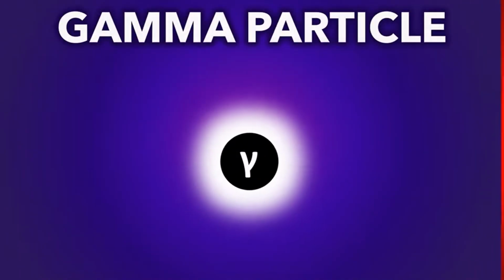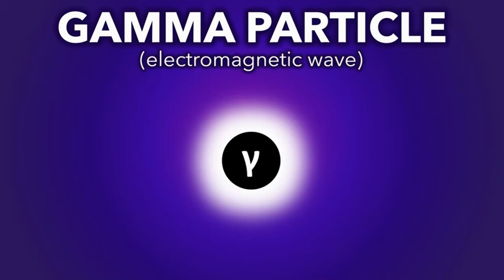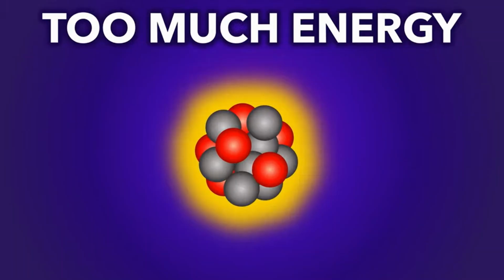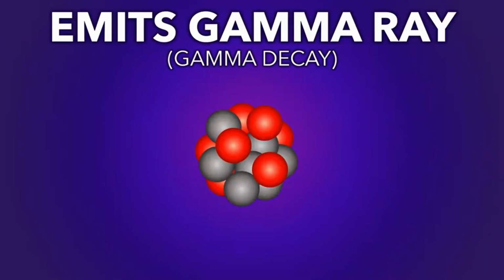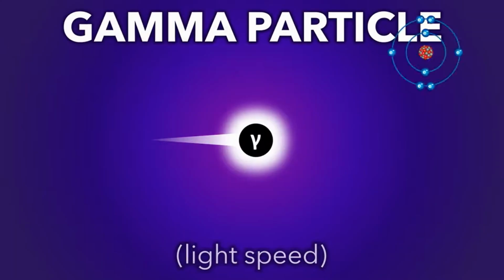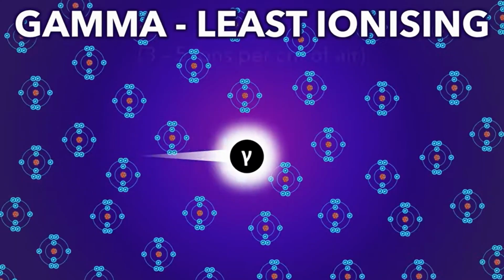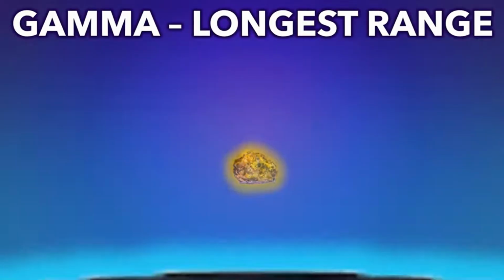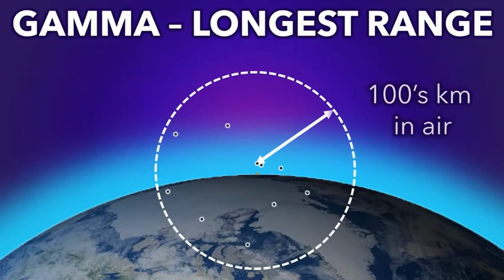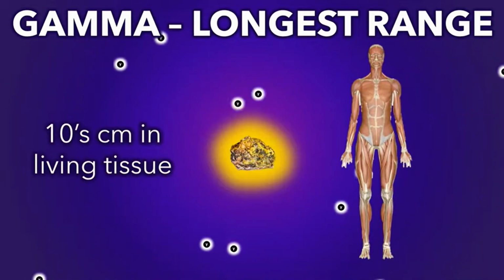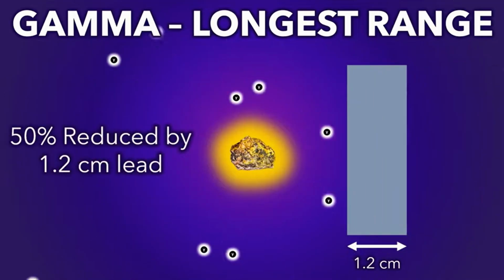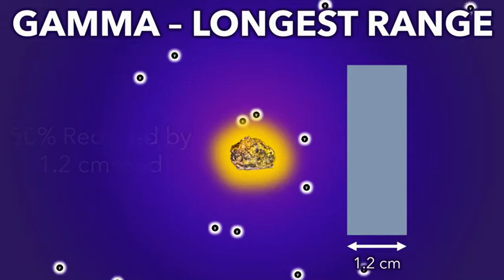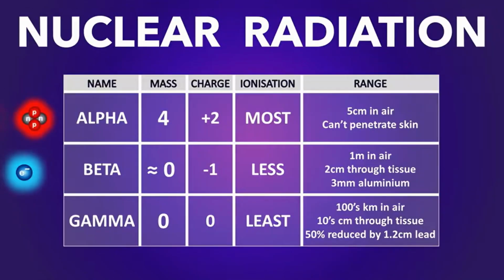Finally, a gamma particle, the highest energy electromagnetic wave or photon, which is massless and chargeless. When a nucleus has too much energy, it releases a gamma ray to get rid of it. Gamma is the least ionising, as little as 3 to 5 ions per centimetre of air. This gives it the longest range, hundreds of kilometres in air, tens of centimetres through living tissue, and is halved in intensity by 1.2 centimetres of lead. Here's a summary of the 3 types of nuclear radiation.